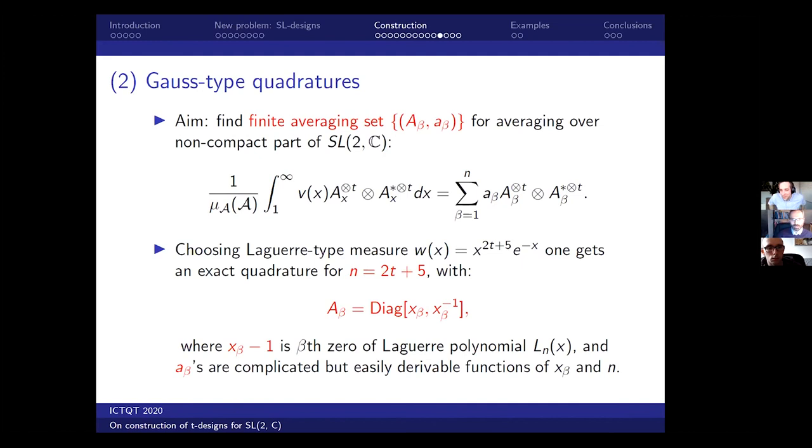Can I bump in with yet another question? In those constructions, what is the relation between the number of points that you need and the degree of the design? Is it always linear, no matter which damping factor you choose? What is known about the trade-off between the number of elements and the degree? I think it should always be linear.